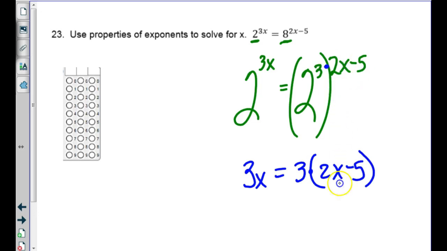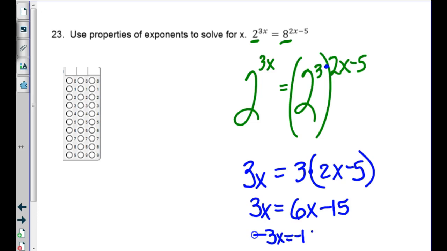A whole bunch of you forgot to distribute. Just wrote down 6x minus 5 on that question because I had retakes up the yin-yang and still people were doing it wrong. It should be 6x minus 15. X equals 5. So then if we put it back in, we get 2 to the 15. And over here, if we put a 5 in, we get 8 to the 5, which you should be able to check on your calculator. So what does x equal? 5.